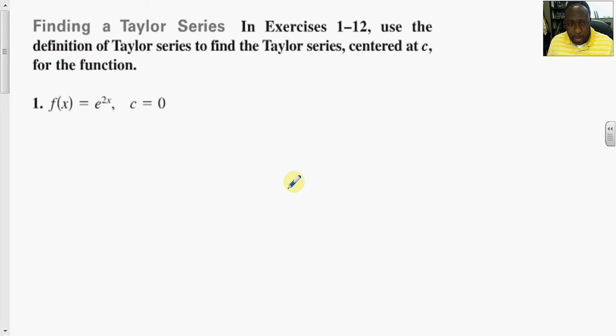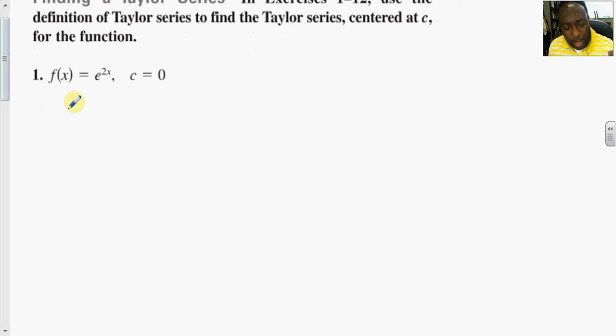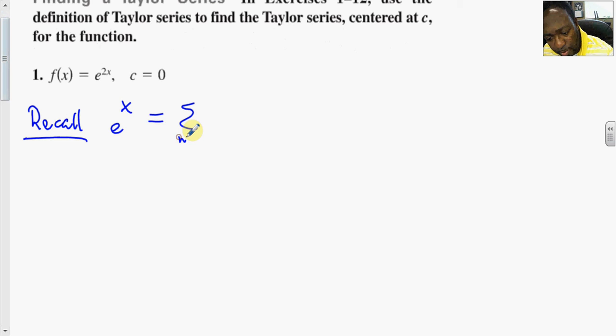So the homework: use the definition of the Taylor series to find the Taylor series centered at c for the function. Now this problem is pretty neat because here we can use something that we had already derived from before. So recall that e to the x has the power series representation as the summation as n goes from 0 to infinity of x to the n over n factorial. We use that to our advantage.